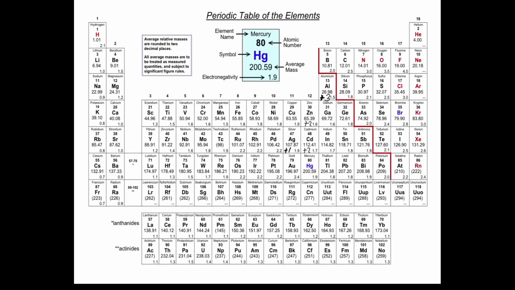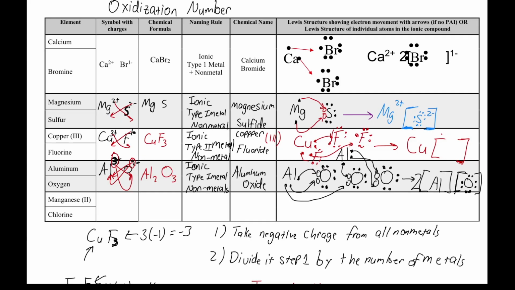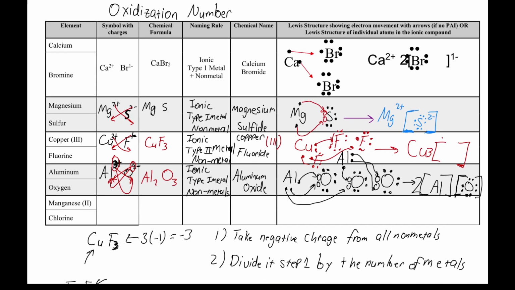What I have now is a copper, and it is going to be bonded to a total of 3 fluorines. I don't like the way that looks. Let me move that Cu a little bit. Okay, try it again. I have a copper, and I will have 3 fluorines. So CuF3.